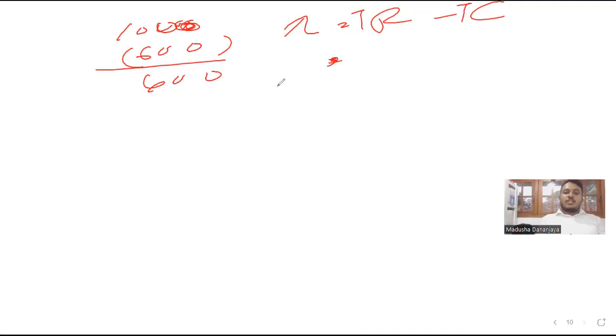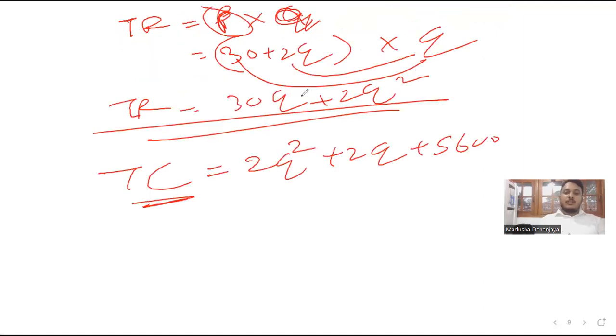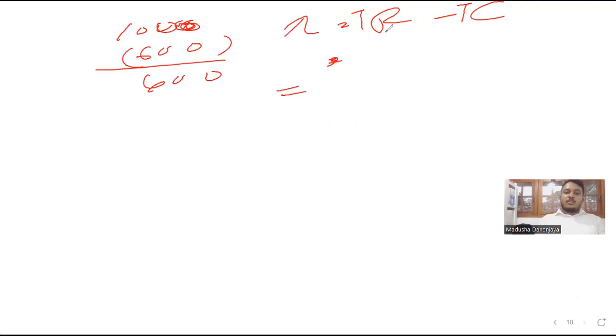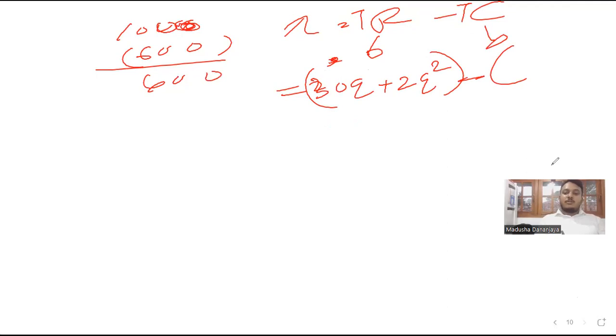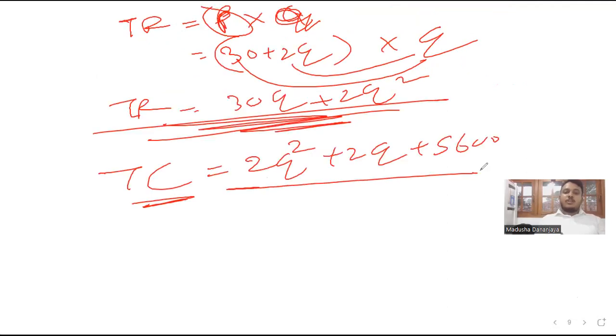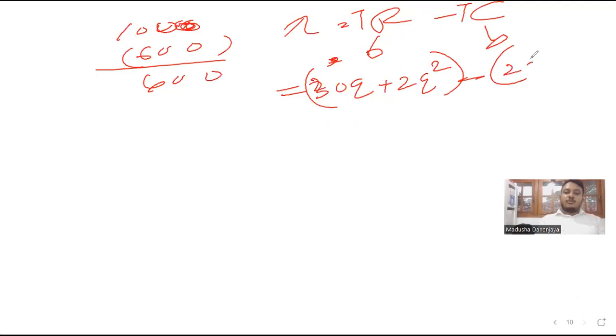Now in this question, guys, you have the total revenue function. What is the total revenue function? This is the total revenue function, 30Q plus 2Q squared. So instead of TR, you can put 30Q plus 2Q squared. That is total revenue. Now what is TC? Total cost. This one, 2Q squared plus 2Q plus 5,600.